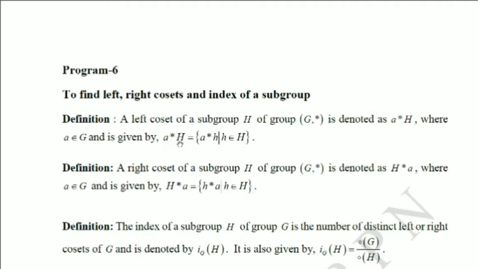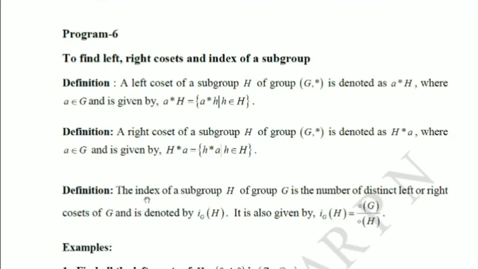Similarly, a right coset of a subgroup H of a group G is denoted as HA, or H star A, where star is the binary operation of G. It is nothing but the collection of all elements of the form h star A. That is, you have to multiply every element of H from the right side by A. That gives you the right coset HA or H star A.